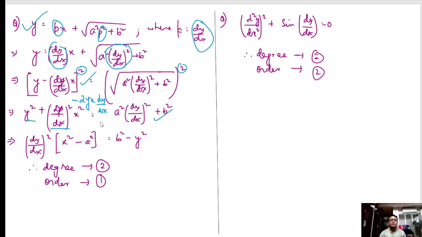So from here, if I take dy by dx common, we are getting this. The maximum number of times I have differentiated is one time, so the order is 1, and the power of that is 2, so the degree is 2. In this equation, the maximum number of times differentiation is done is 2, so the order is 2, and its power is 2, so the degree is also 2.